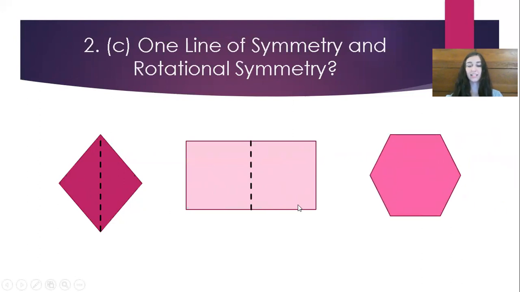And the last figure is the hexagon. And this also has one line of symmetry. It also has a ton of other lines of symmetry. Y'all should check it out. But when this figure is rotated 180 degrees, it turns out to be the same as this shape right here. So that's how you know that all of these have one line of symmetry and rotational symmetry.